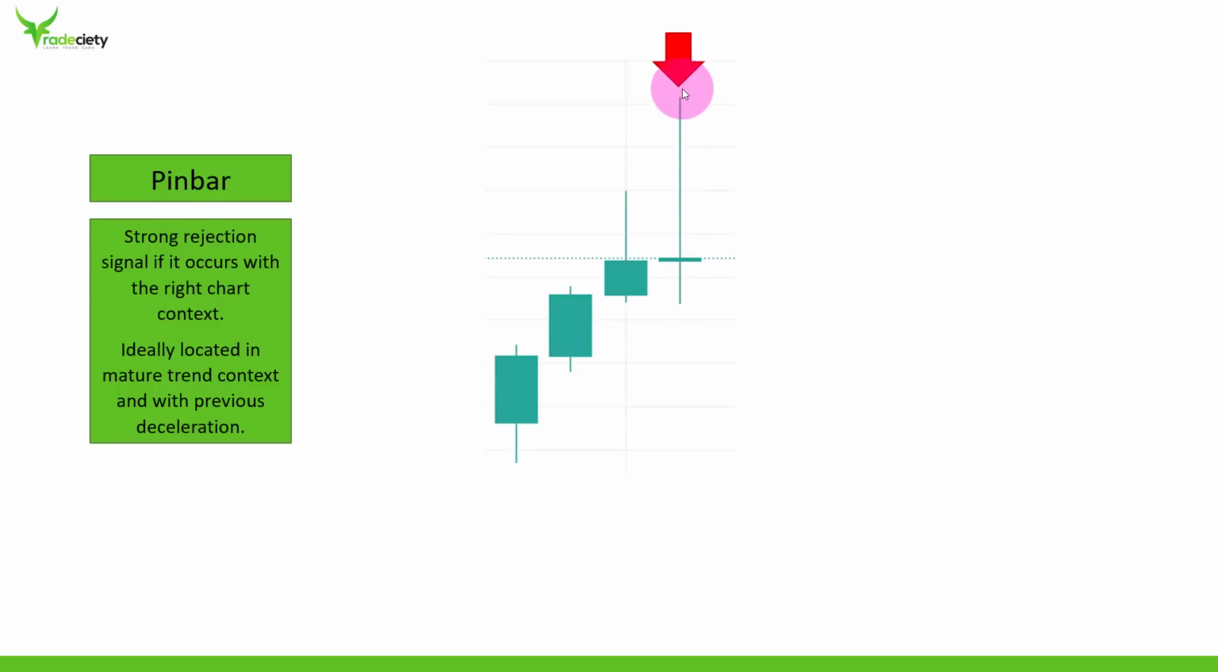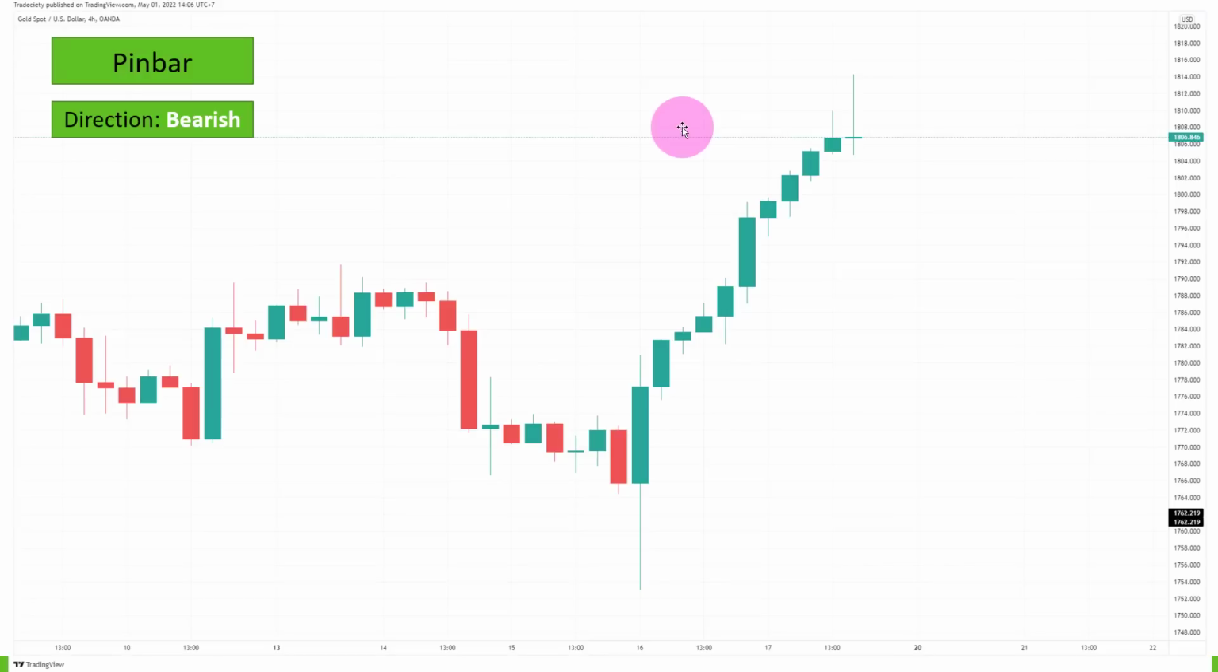Ideally, you want to see this pin bar in an uptrend, and then in this uptrend it shows you that the market moved higher. However, there was not a lot of bullish pressure anymore, and the bulls couldn't hold the price up here. There was probably a lot of profit taking going on, and also the price was now high enough for more sellers to be interested. And this is the perfect context for a pin bar.